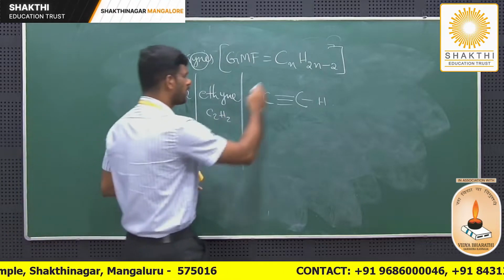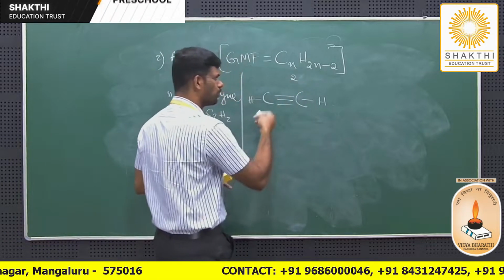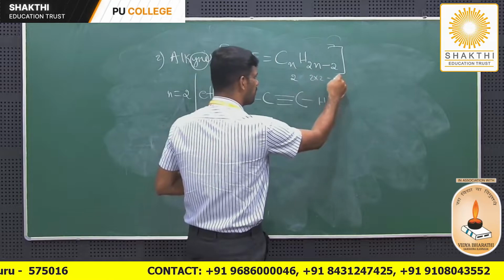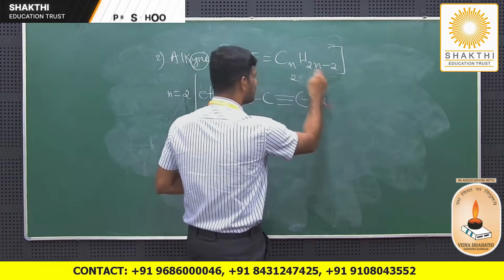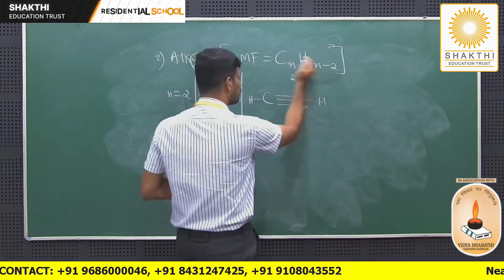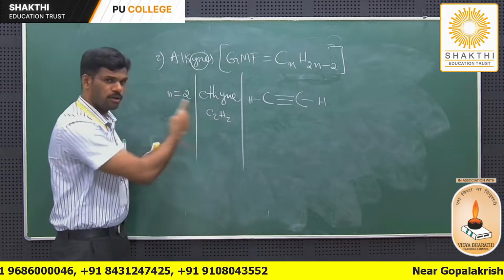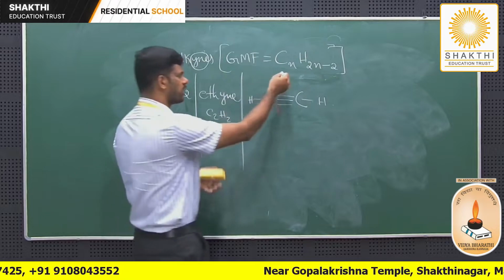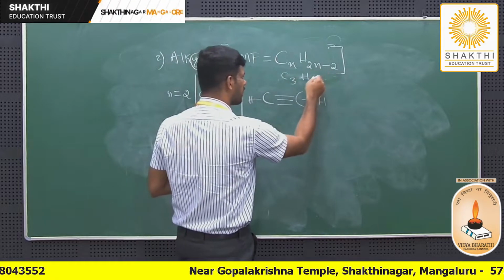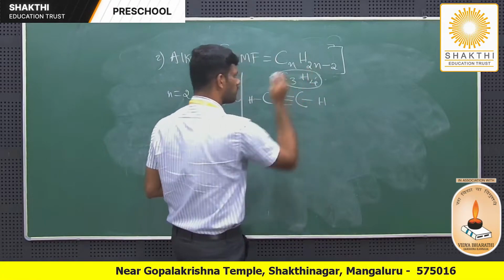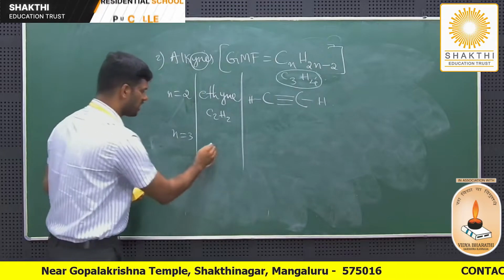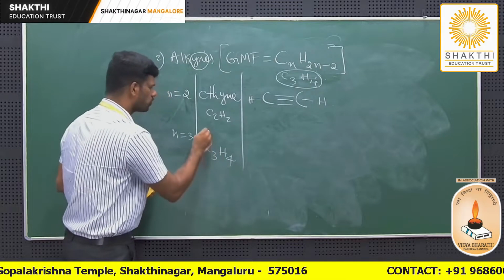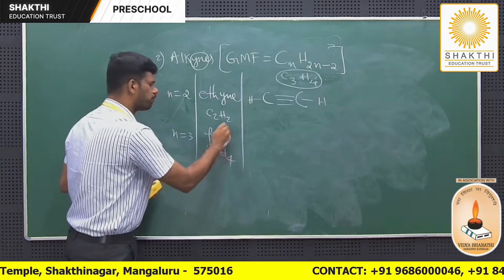Let's put it here, n is equal to 2. This is 2 into 2 minus 2, 4 minus 2 is 2. That means C2H2 is once again the molecular formula of ethyne. Let's go ahead with n is equal to 3. Let's substitute first: 2 into 3 is 6, minus 2 is 4. C3H4 should be the molecular formula of propyne.